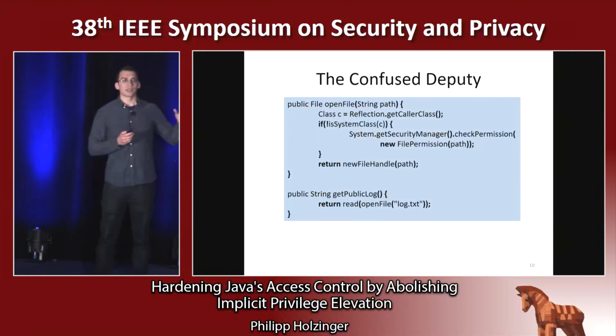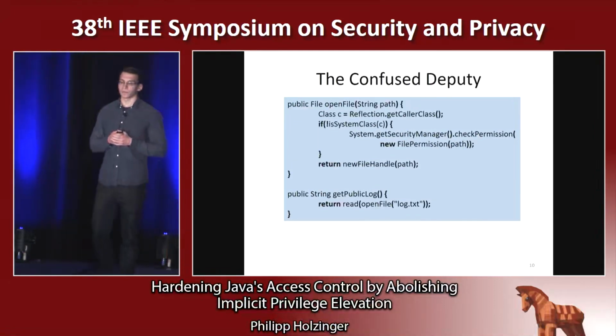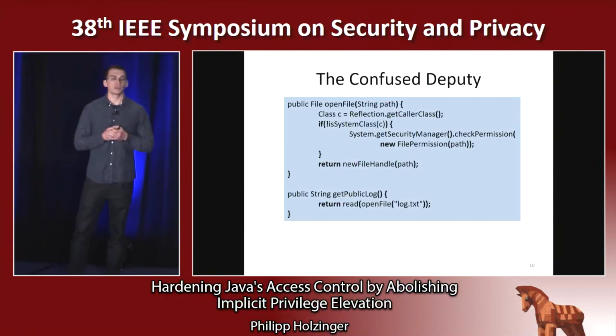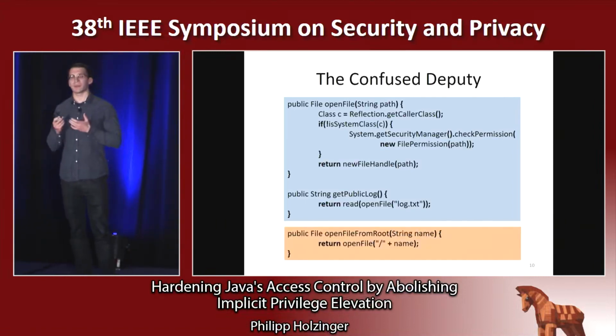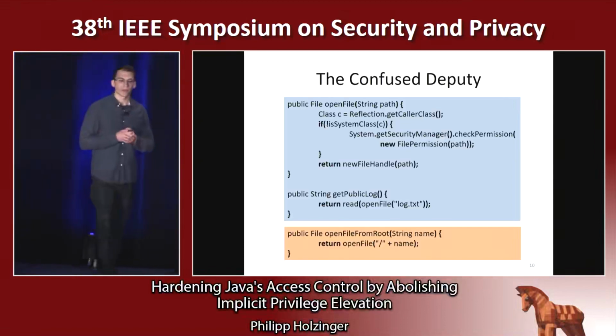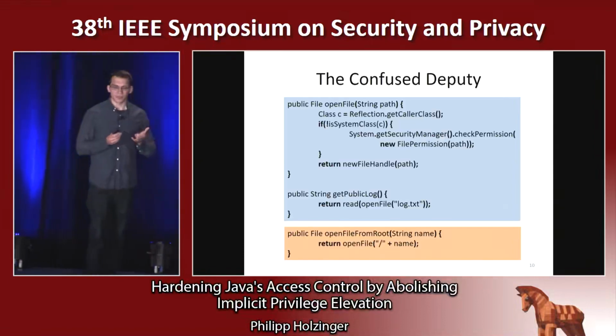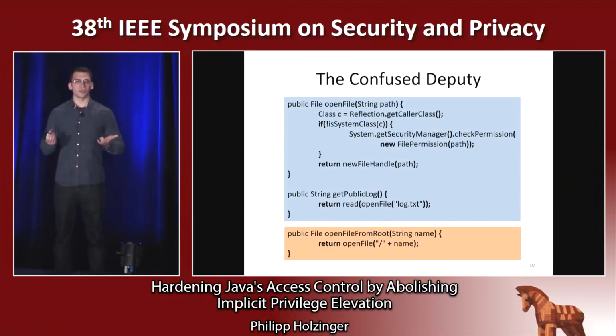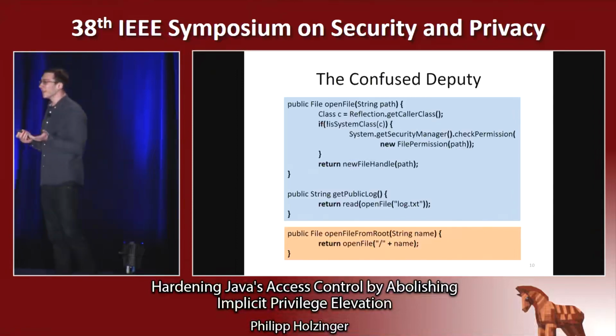This is the exact same example of a system class that we've seen before. And now suppose that the developer of a system class introduces a very simple helper method, OpenFile from root. As you can see, this method does not do much. It just takes a string argument, it prepends a slash, and then it uses this argument to call OpenFile. This is a very simple method. It looks sensible, reasonable, and not harmful at all.